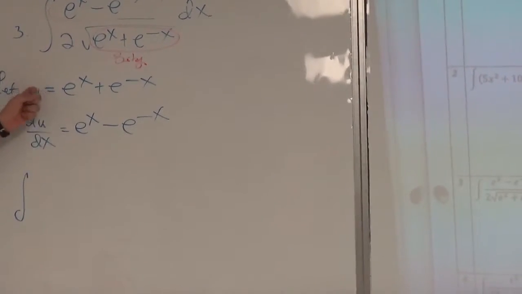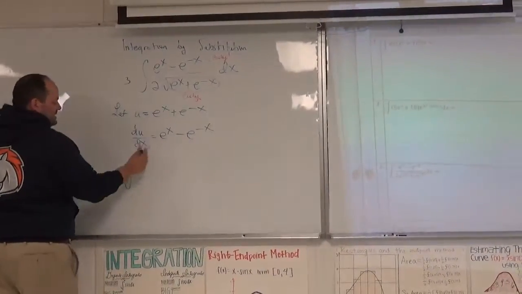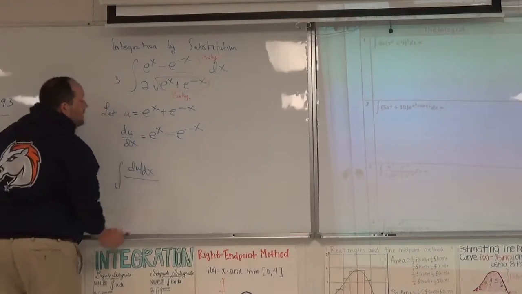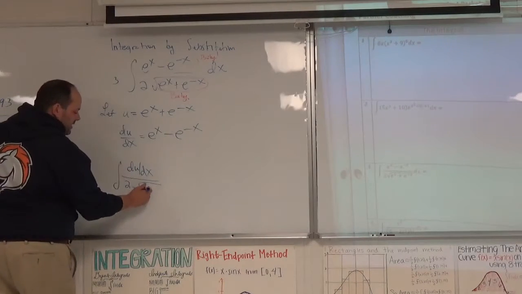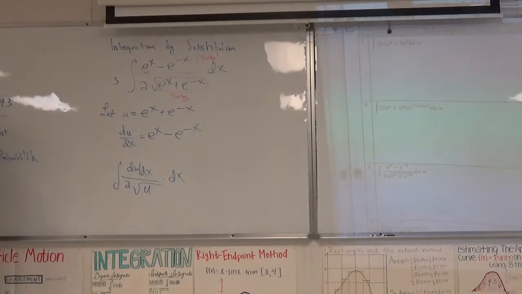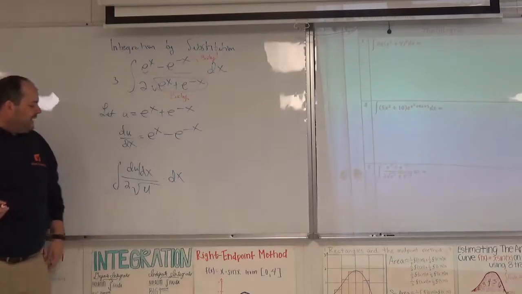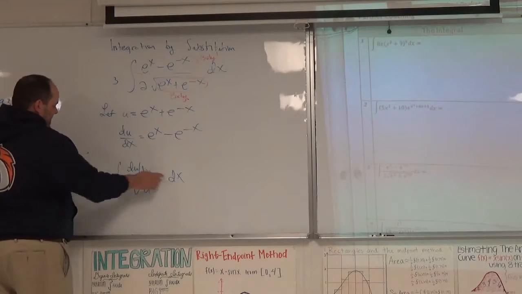In terms of the u and the du, well, e to the x minus e to the negative x, that's what I'm calling du dx. In the denominator, I've got 2 square roots of u, and I've got the dx. I was able to replace pretty much everything in my integrand so that now it's in terms of u, du over dx times the dx.